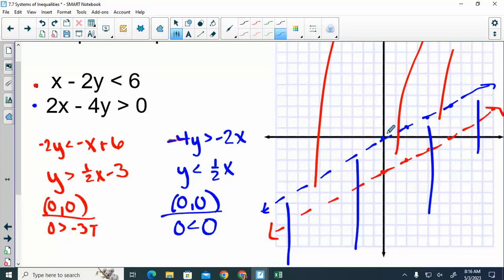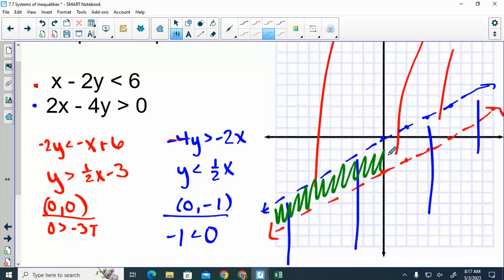Why did that not work if I put in 0, 0? It's on the line. So when you plug in a test point, you can't do 0, 0 that time. You have to pick something not on your line. So you could do maybe 0, negative 1. And if you do that, you get negative 1 is less than 0, which is true, so we shade. So our final answer, the overlap, right in the middle, everything between those two lines. Are those okay?